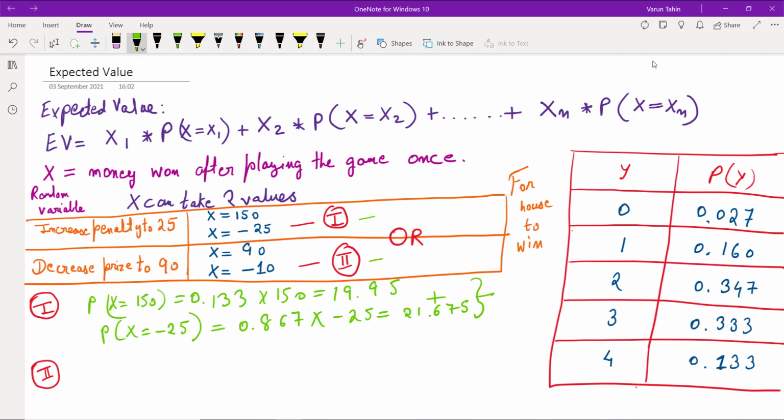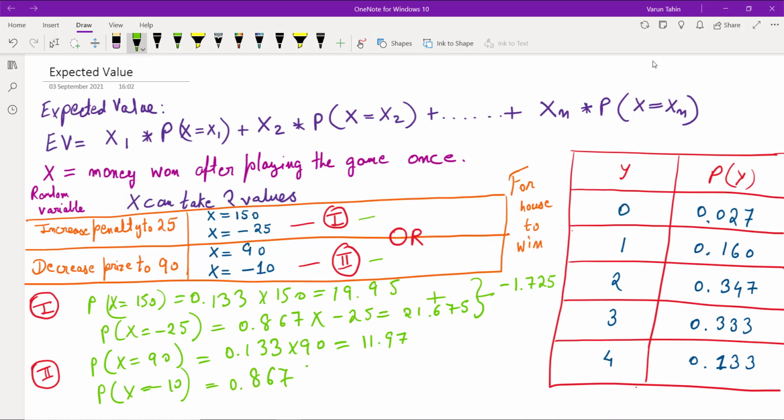So this sum comes up to -1.725, and let's check this value also. So P X equals 90 and P X equals -10. So for this case, 0.133 again into 90 equals 11.97, and this is 0.867 into -10, which is -8.67, and this sum comes up to 3.3.